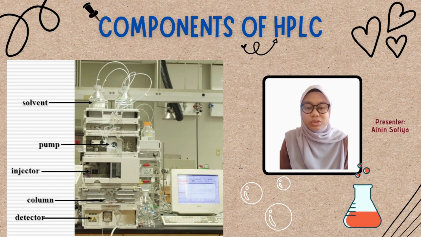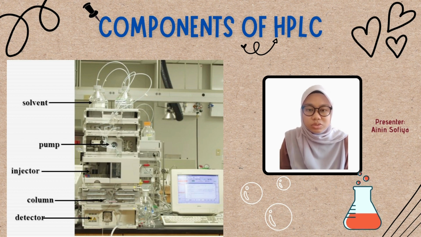Then, the injector is used to inject the sample to be analyzed in the HPLC system. The autosampler technology, which is an auto-injector, can also be used to enable repeated injection at predetermined scheduled times. And the column acts as the stationary phase. The separation of the sample components is performed here using various physical and chemical parameters.